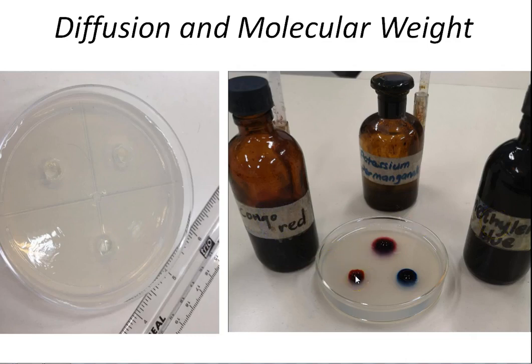In one hole, we will be placing 1% Congo red, in another hole 1% methylene blue, and in the other hole 1% potassium permanganate. Take note of the molecular weight of these reagents, because we will need that later in explaining the relationship of the molecular weight with the rate of diffusion. I will now show you the video demonstrating how we perform this experiment.